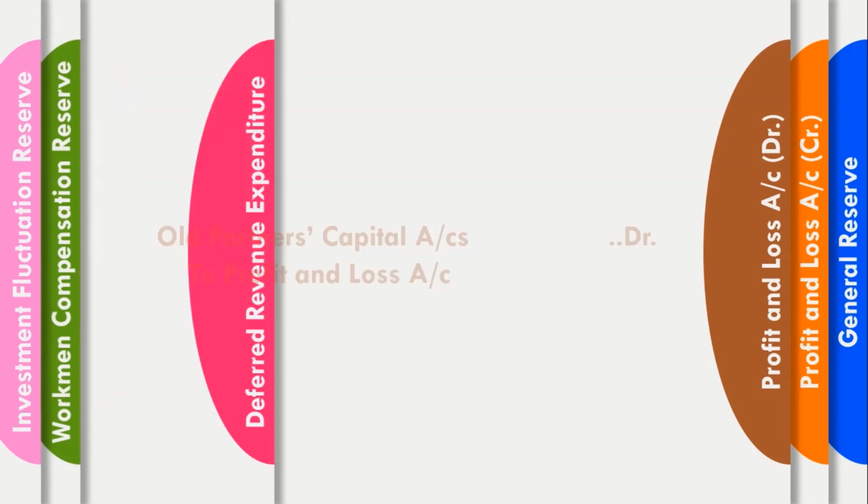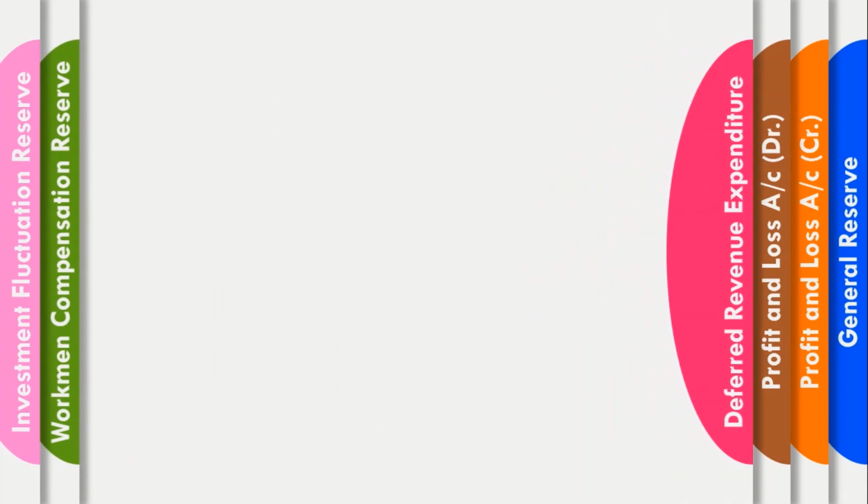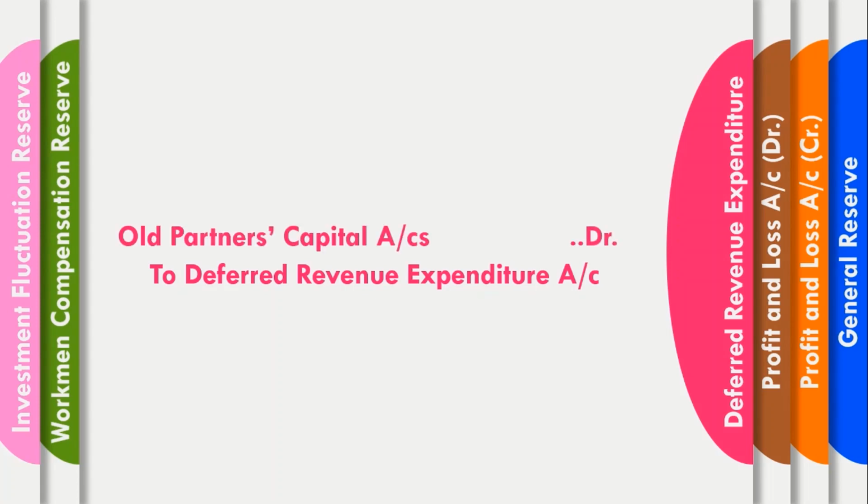Then deferred revenue expenditure. Its definition we already studied in 11th. These are the expenditures which will help us to earn revenue, but their burden is shifted to many years. So, as it is expenditure, it has debit balance. Now, to clear this, we will credit deferred revenue expenditure account and debit old partners capital account. Now, these were just the simple ones.